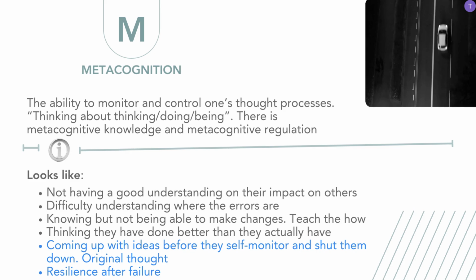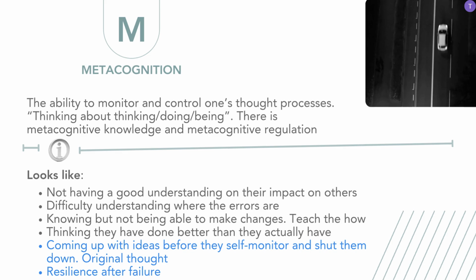And there are two components to it. There's metacognitive knowledge and there's metacognitive regulation. Metacognitive knowledge is a child's ability to understand their strengths and weaknesses, what works for them, as well as their impact on the world. Metacognitive regulation is a child's ability to then use that information in real time to plan an approach, to monitor what's working, or to change their actions.